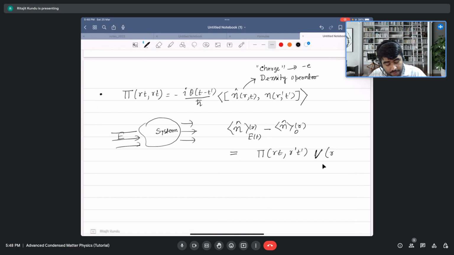So v of r minus r prime and t minus t prime, and there is integration over dr prime and dt prime. So the linear response is given by this pi. The change in the expectation value of the density operator because of the introduction of the electric field is given by this whole thing, and the coefficient is the pi. You will see that this also gives us many interesting pieces of information. These kinds of correlation functions, whenever we have this theta, are called retarded correlation functions.